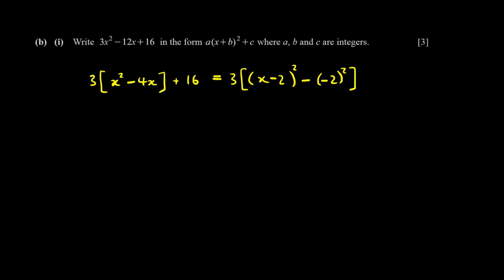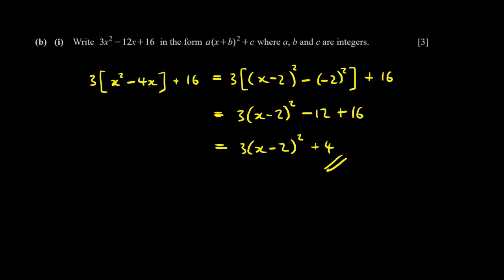That's how you complete the square. We've got to add 16. All right, let's just expand this. We're going to end up with 3 bracket x minus 2 all squared. Negative 2 squared is positive 4. So we've got 3 times by minus 4, which is minus 12, plus 16. And so here we end up with 3 bracket x minus 2 squared, minus 12 plus 16 is plus 4. So that's how we've completed the square.